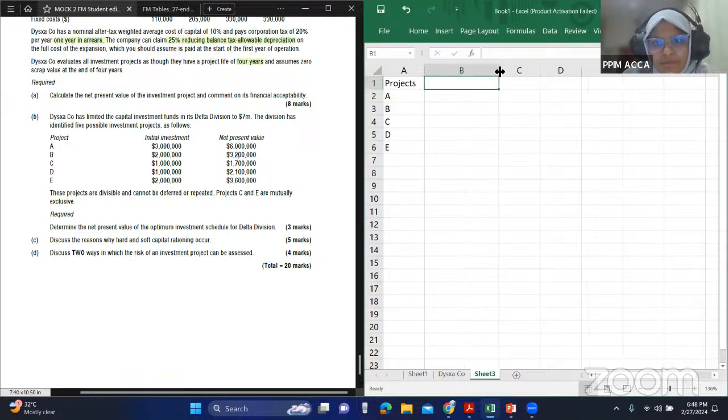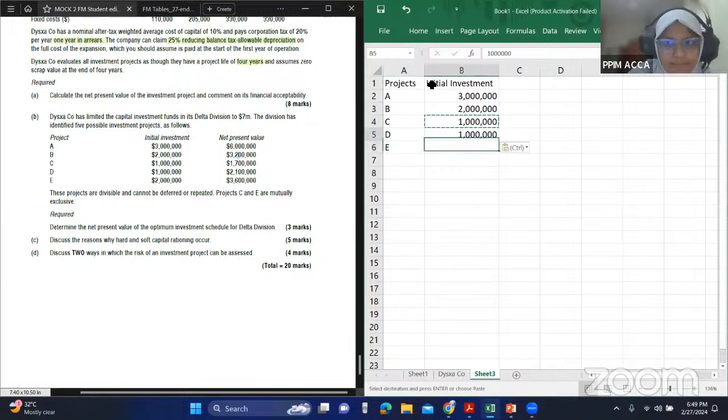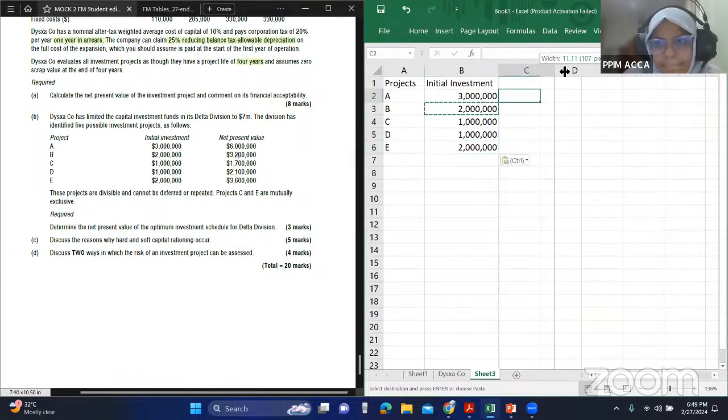Right. So then we have the initial investment. A is 3 million. B is 2 million. C is 1 million. D is also 1 million. And E is 2 million. Okay, I'm just copying the question.